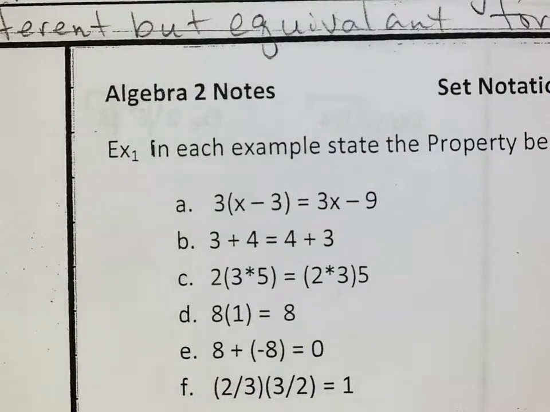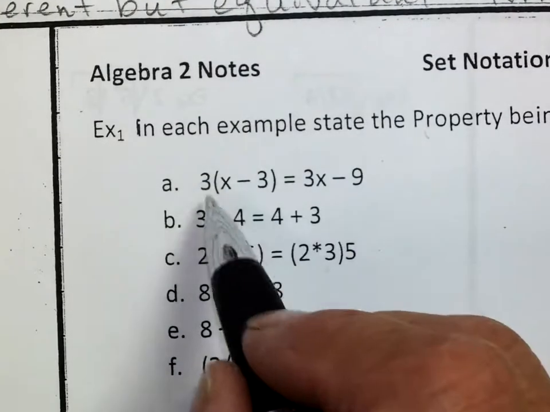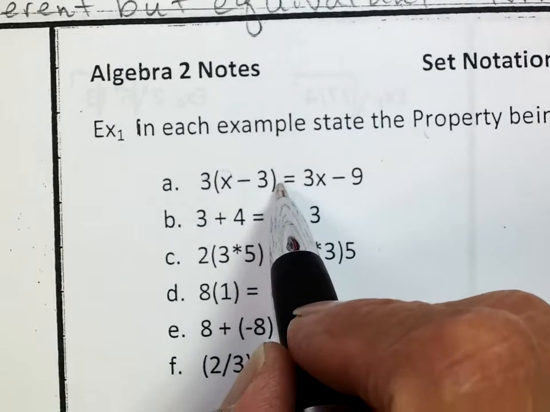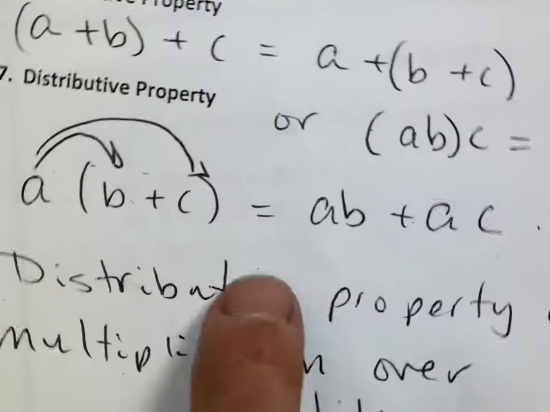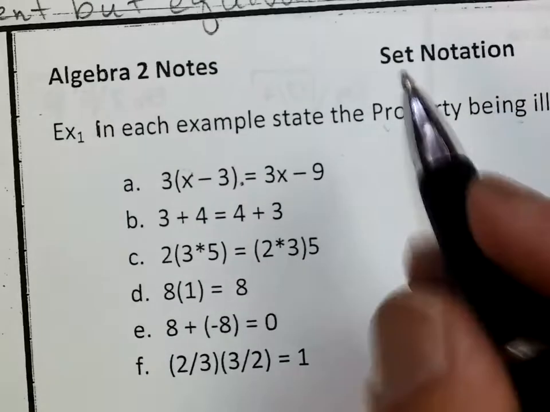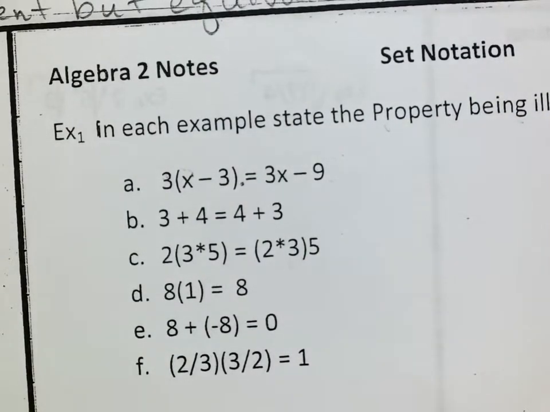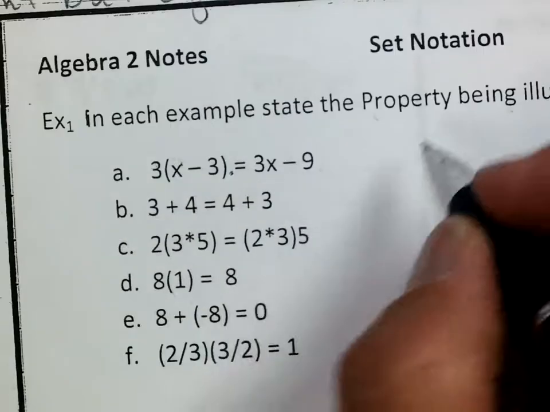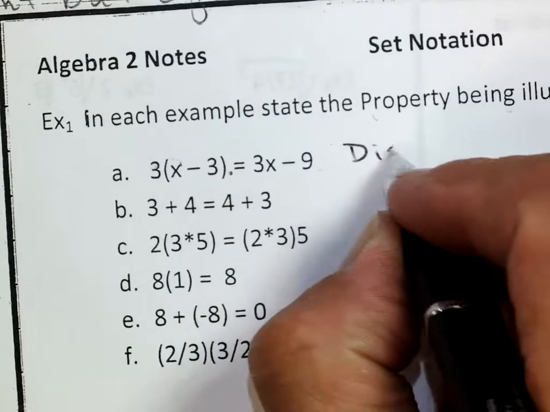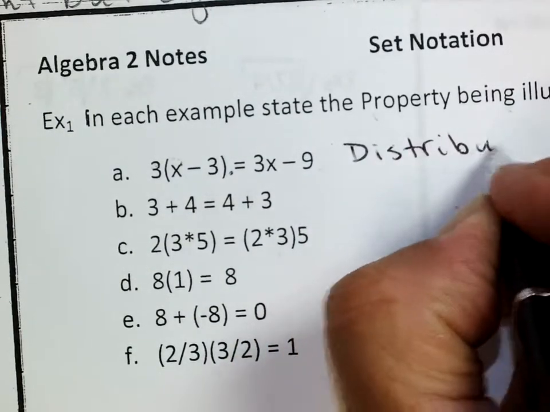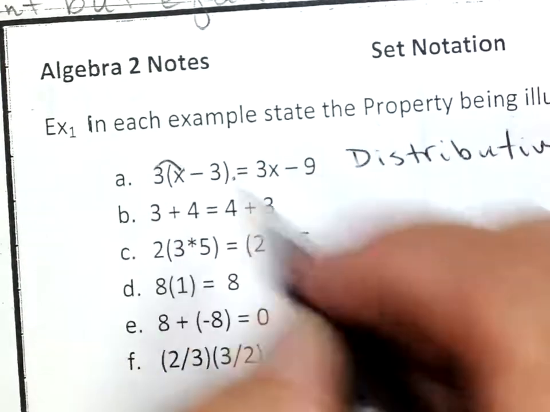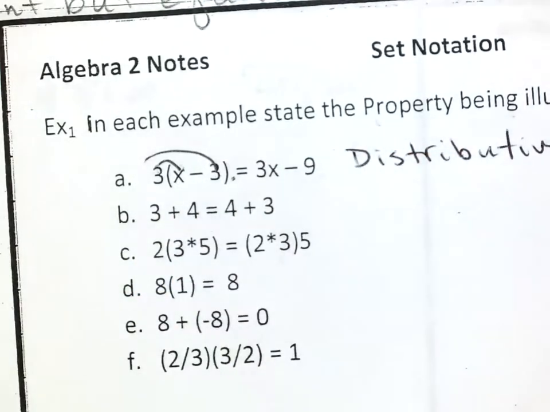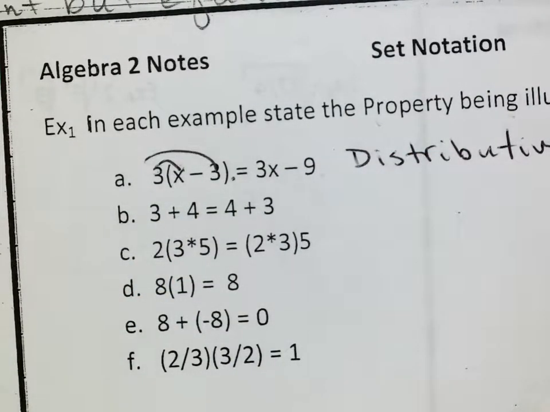So number one, if I take a look at A, it says state the property. It looks like the 3 has been distributed. Agree? So the property has got to be the distributive property, right? We don't have to put distributive property of multiplication over addition, but if we just write distributive property, because it sure looks like that 3 times x and 3 times 3, right? There's my distributive property of multiplication over addition, okay?